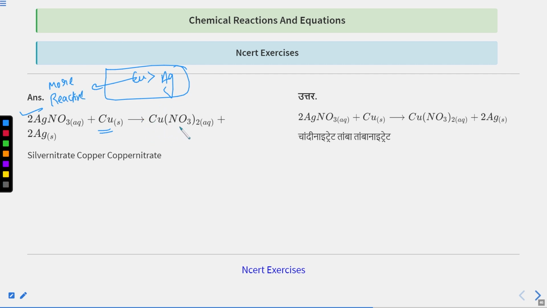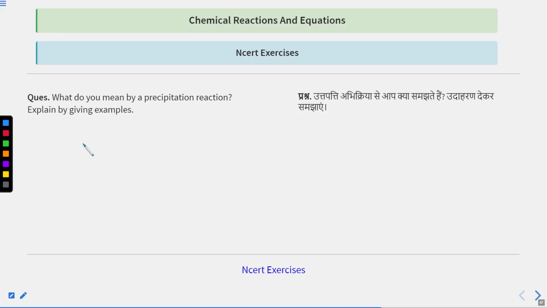So it will form copper nitrate plus 2Ag. So 2AgNO3 plus Cu gives Cu(NO3)2 plus 2Ag. So this is silver nitrate, this is copper nitrate plus silver. I hope you got this answer. Let's move to the next question.